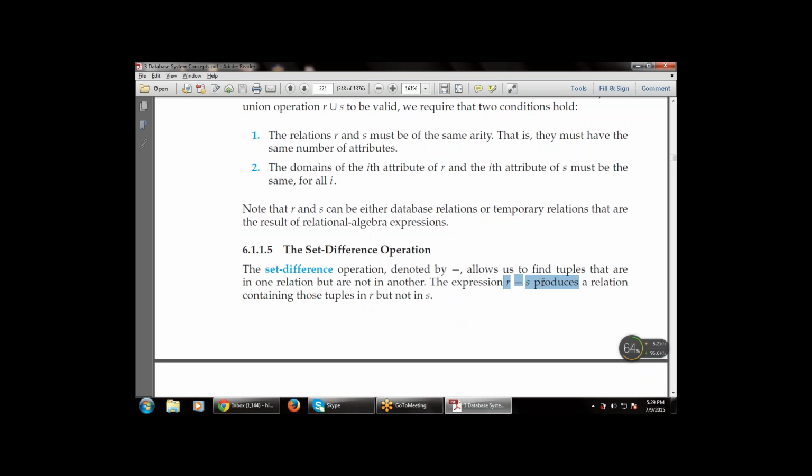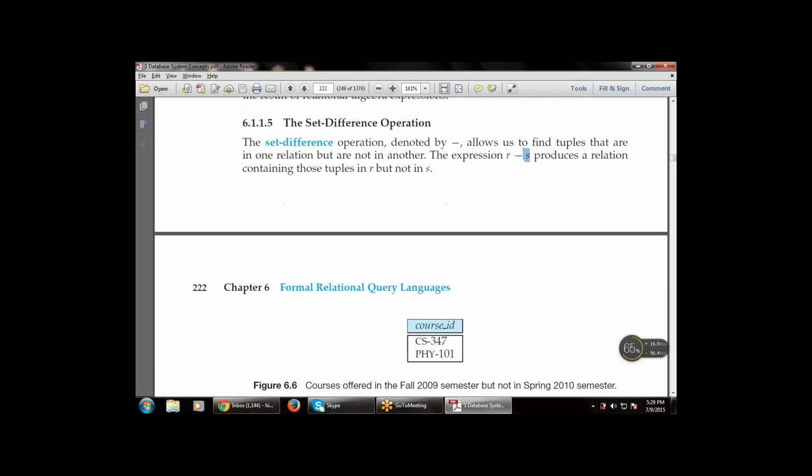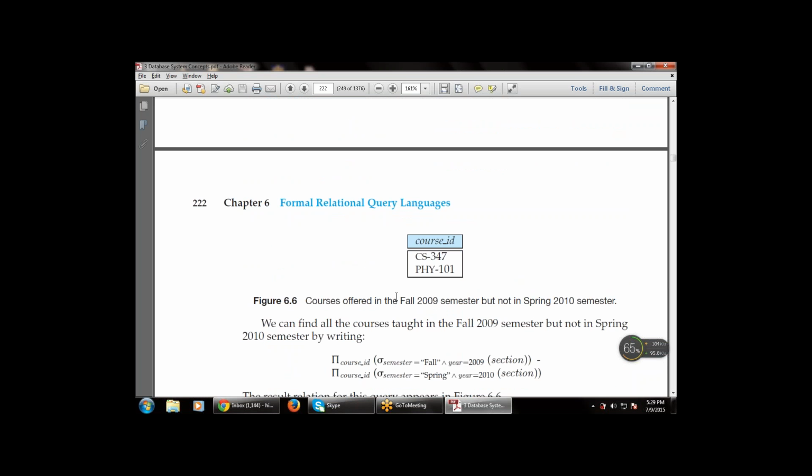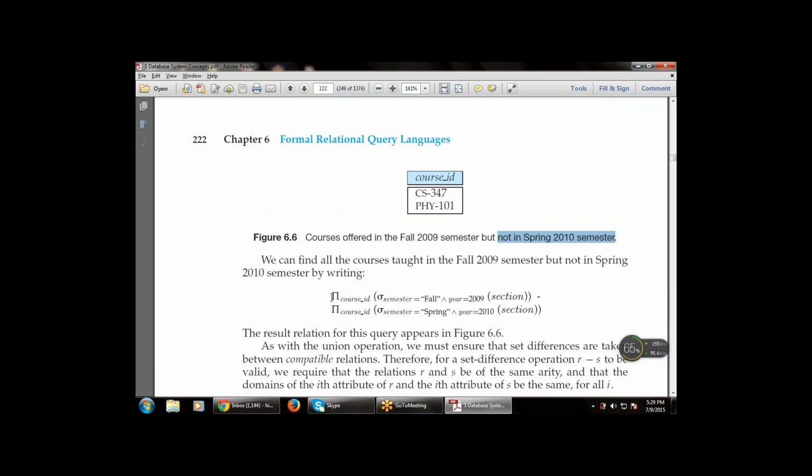The expression R minus S produces a relation containing those tuples that are in R but not in S. So whatever tuple is available in R that is not available in S, that is R minus S. So this is the courses offered in the fall 2009 semester but not in the spring 2010 semester. This is the output of some query.